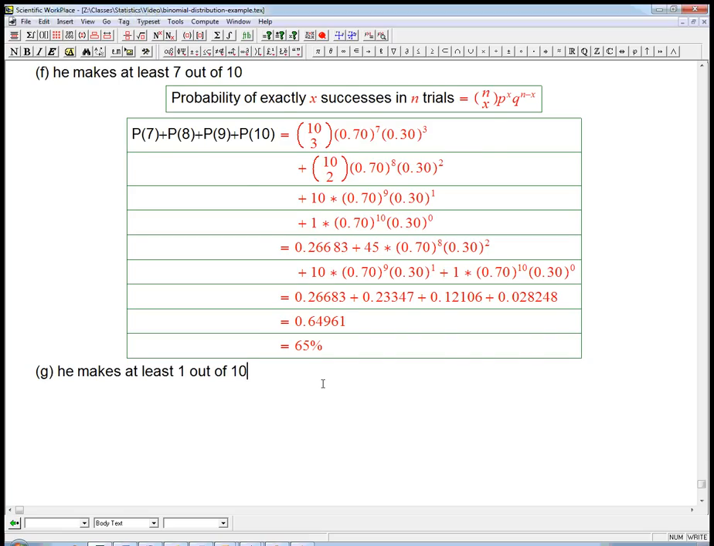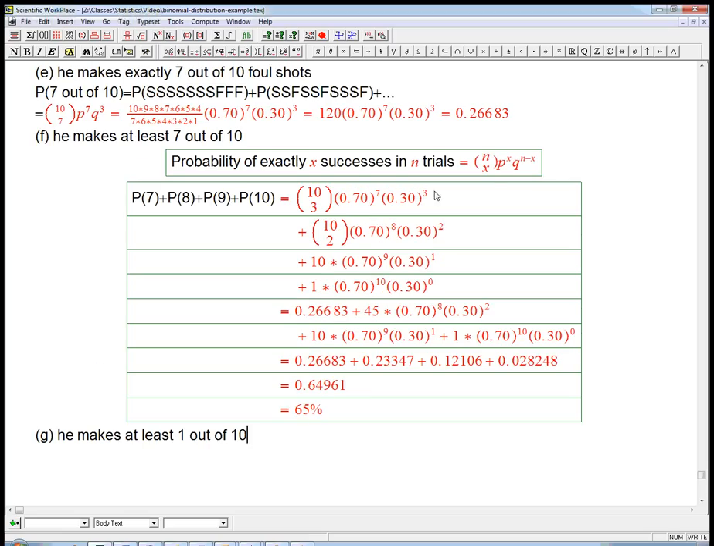Alrighty, so speaking of which, let's look at this last one. He makes at least 1 out of 10. So I want to contrast that with this one. Here, it was a fair amount of work, but it was still doable to break it up into a bunch of different disjoint cases. Here it would be a real pain to do that. We'd have to break it up into he makes exactly 1, or exactly 2, or exactly 3, or exactly 4, or exactly 5, and add them all up.